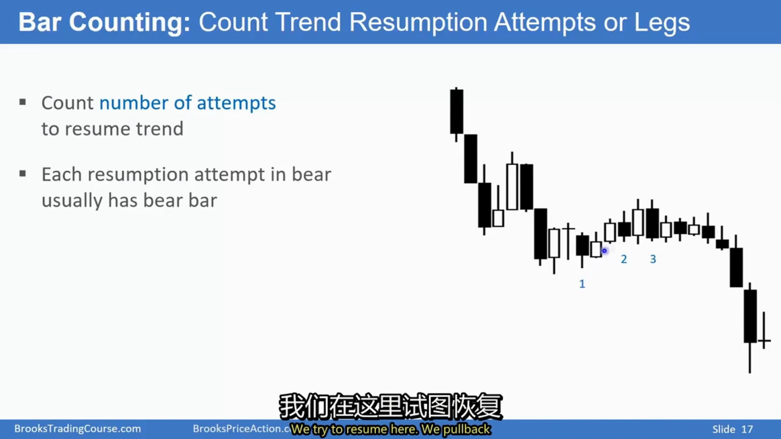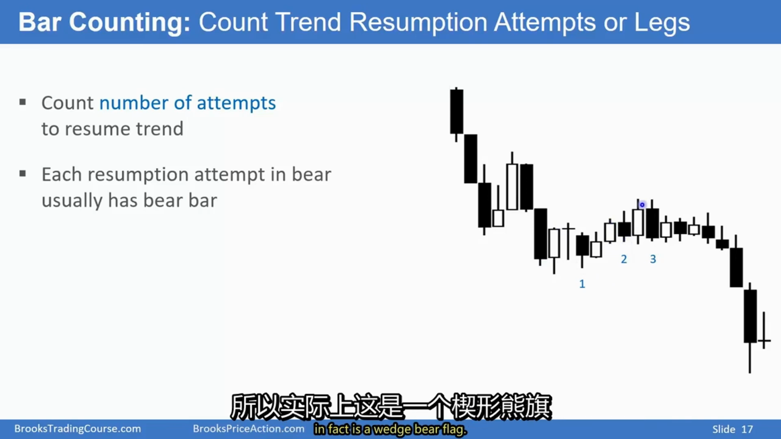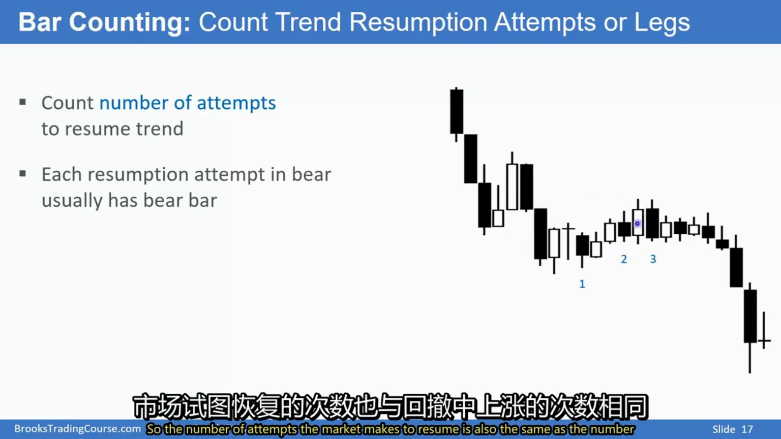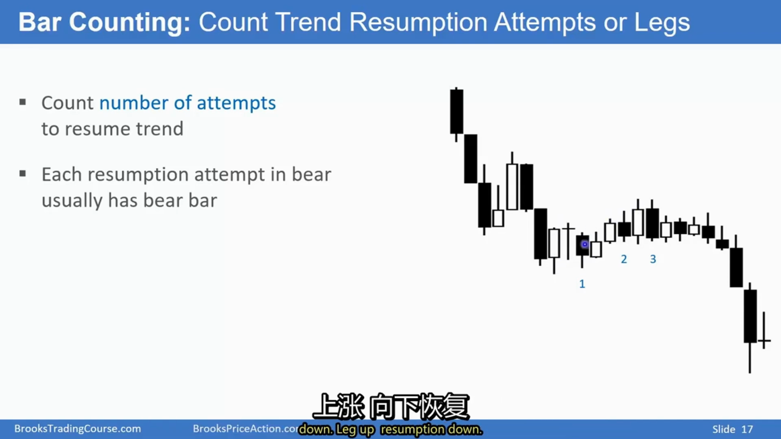So we tried to resume here. We tried to resume here. We tried to resume here. We pulled back once, pulled back twice, pulled back 3 times. So this, in fact, is a wedge bear flag. So the number of attempts the market makes to resume is also the same as the number of legs up in the pullback. Leg up, a pullback, resumption down. Leg up, resumption down. Leg up, resumption down.